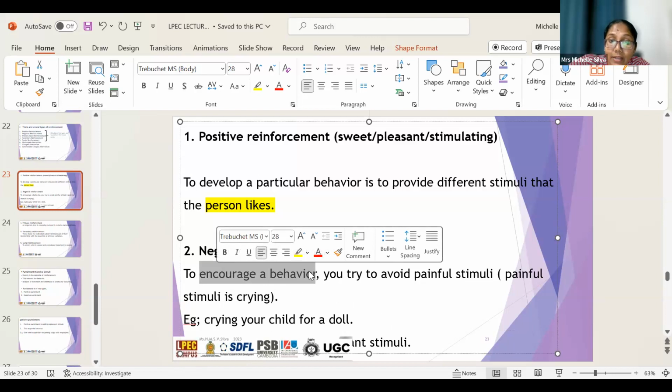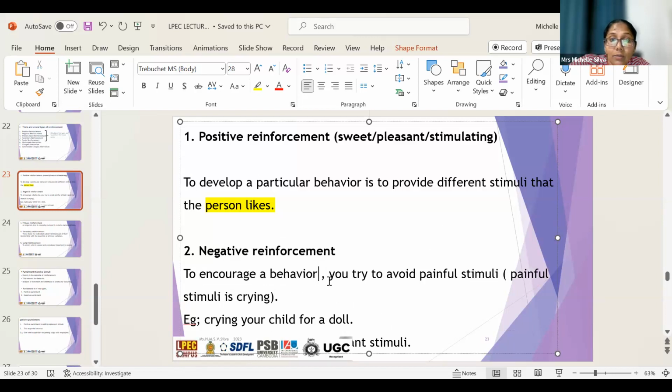So what kind of behavior are you encouraging? You are encouraging your child's behavior. What? The next day, she knows that if I cry, I can take anything.